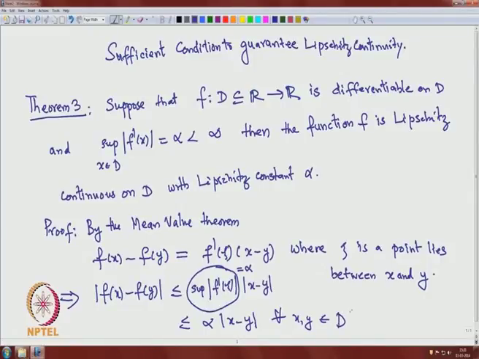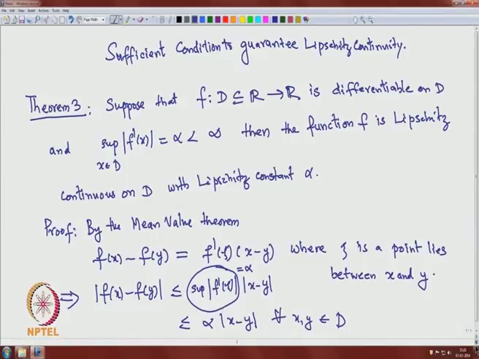And if D happens to be the whole real line, then the Lipschitz continuity we obtain is a global Lipschitz continuity. So, global Lipschitz continuity can also be given in terms of the bound of the derivative. If the derivative of a function, the slope of a function, is bounded globally, then the function is Lipschitz continuous globally. If the slope, or the derivative, is bounded on a bounded set, then the function is Lipschitz continuous on that bounded set.